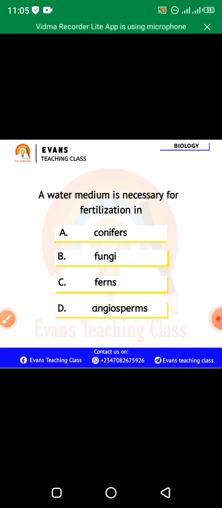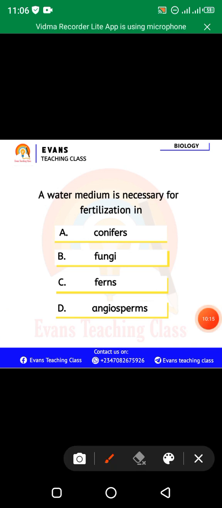So the water medium is necessary for fertilization in what? An example of Pteridophyta is ferns. So our right option here is option C. Let's move to the next question.